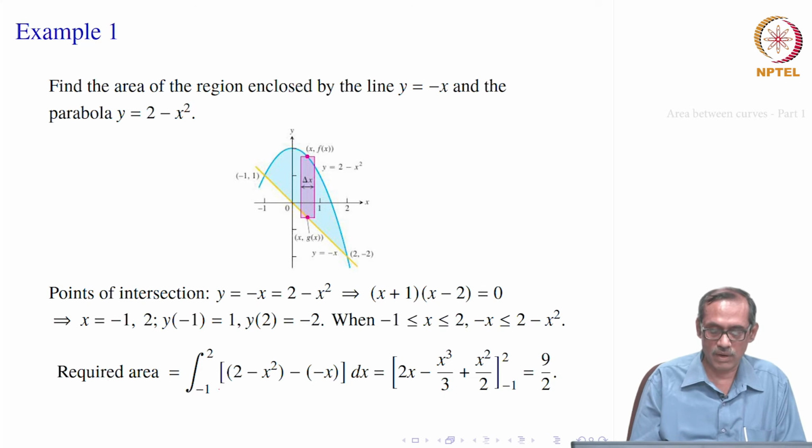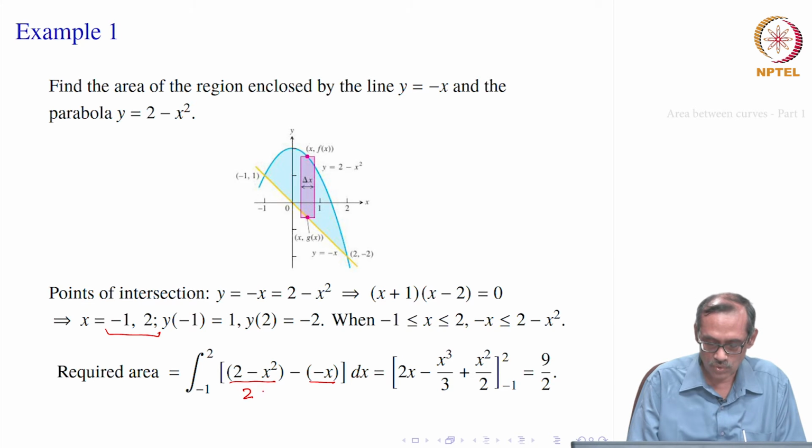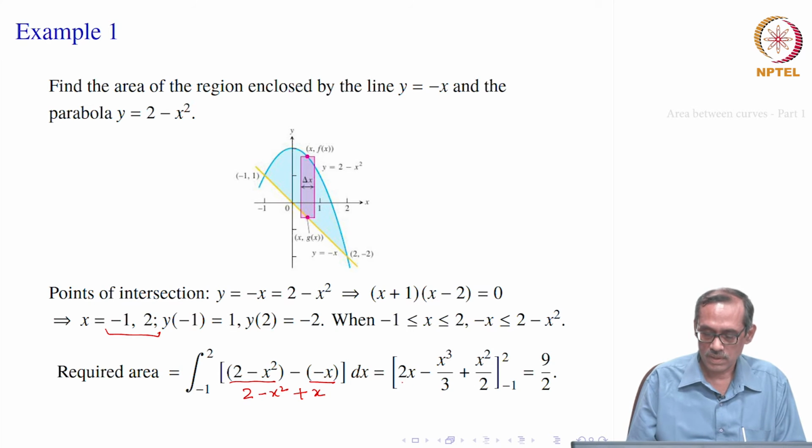Therefore, the required area will be the integral from minus 1 to 2, and 2 minus x square is bigger than minus x. So, it is 2 minus x square minus of minus x, f of x minus g of x, and its integral. So, when you get the integral, it is 2 minus x square plus x. So, 2 gives 2x on integration, and minus x square gives minus x cubed by 3, and x gives x square by 2. So, this is to be evaluated at 2, evaluated at minus 1, and then subtracted out, fine. So, that turns out to be, when simplified, 9 by 2.